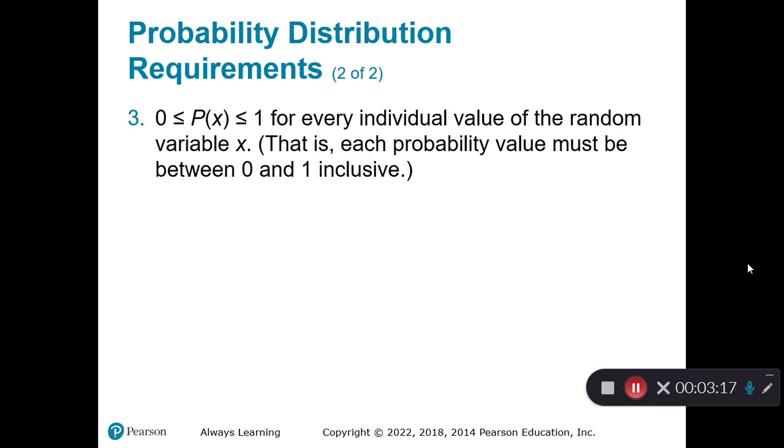The third requirement is redundant because this is true for all probabilities, but the third requirement is that each individual probability must be a number between 0 and 1 inclusively. And again, this is true for all probabilities, so if we are talking about probabilities, this requirement will be met by default.